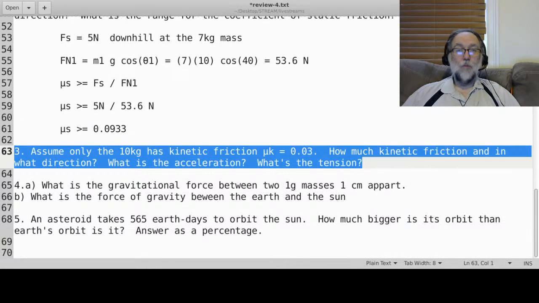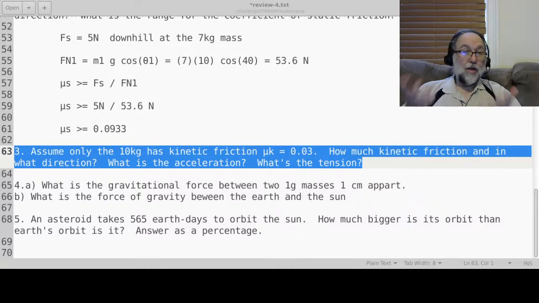So question number 3, what I tried to do with this problem is cover all bases. If you understand this problem, you'll have no problems on the test, because this covers everything we studied in terms of applying Newton's laws to these kinds of problems. The only other thing we really need to look at is kinetic friction, and rather than applying it to the 7 kilogram mass, let's apply the kinetic friction to the 10, and pretend that there is no static friction on the 7 kilogram mass. So assume only the 10 kilogram mass has a coefficient of friction of 0.03.